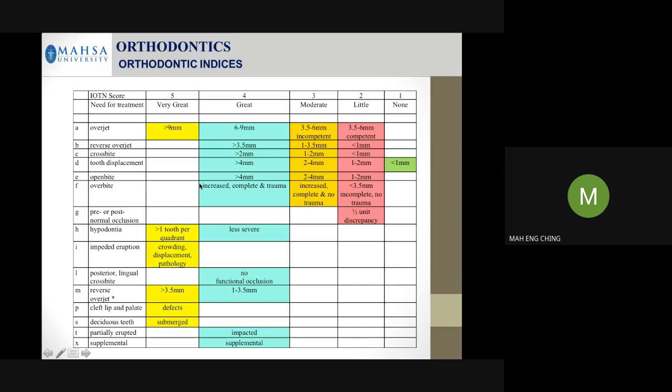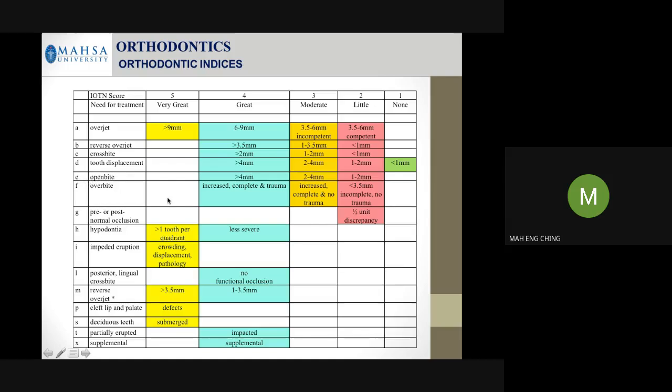Same with the open bite. You see the measurement, same with the open bite. 1 to 2, 2 to 4, and then more than 4. So displacement and open bite are similar, but they come with a different category alphabet. Displacement is D, then open bite is E.